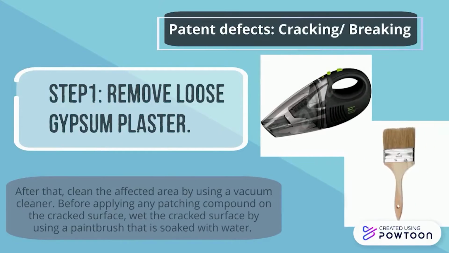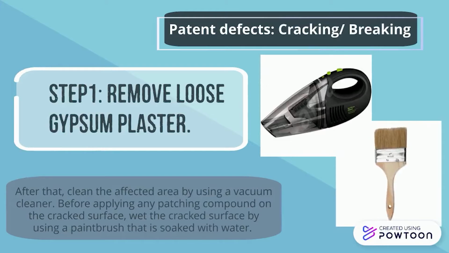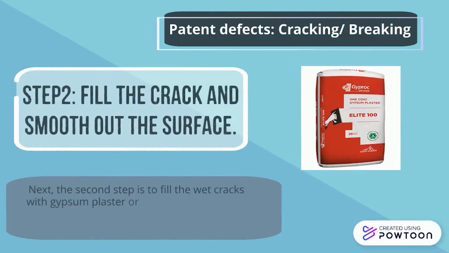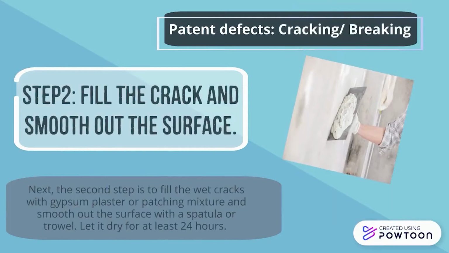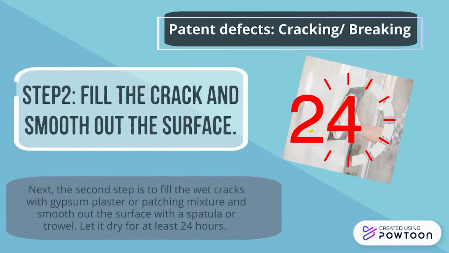After that, clean the affected area by using a vacuum cleaner. Before applying any patch compound on the cracked surface, wet the cracked surface by using a paintbrush that is soaked with water. Next, the second step is to fill the wet cracks with gypsum plaster or patching mixture and smooth out the surface with a spatula or trowel. Let it dry for at least 24 hours.